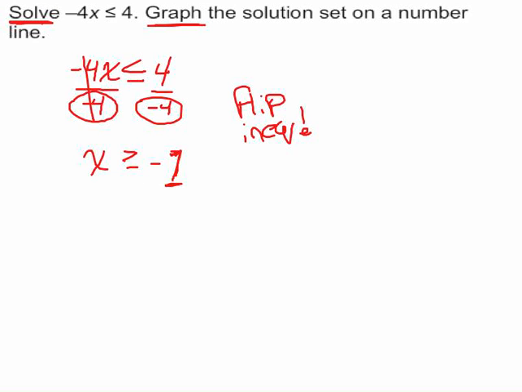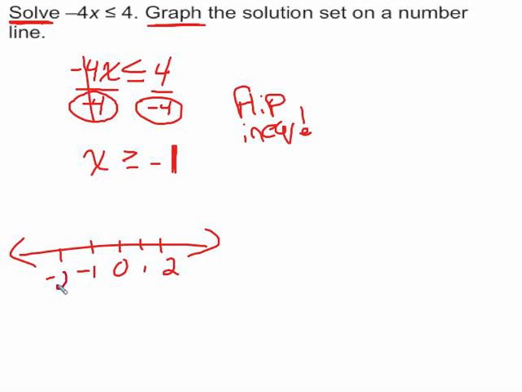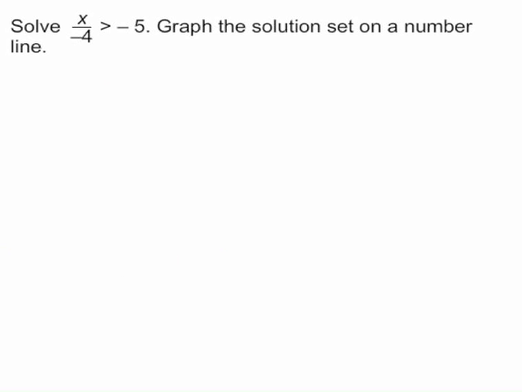Let me rewrite that 1 so it's a little bit easier to read. When I go to graph it, I'm going to scale my graph by 1s because this is a fairly simple number to work with. Closed circle at negative 1, and I'm going to shade to the right. Okay? So it's no big deal if you could just remember the rule that whenever you multiply or divide by a negative, you're going to flip. So let's take a look at this one.